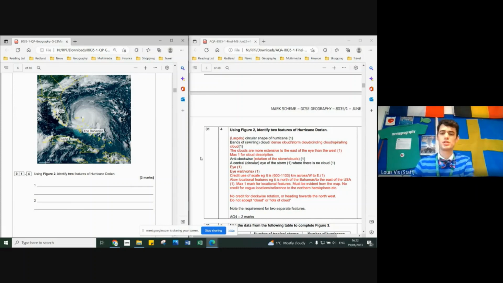The exam board was so generous, they'd even allowed you to say locational features. It even allows a spelling mistake on the exam mark scheme. But anyway, features like north of the Bahamas. It's true, but for me, this is 100% not a feature of a hurricane. So you get away with it this time. I wouldn't bank on that. Try and stick to the physical formation of the storm.